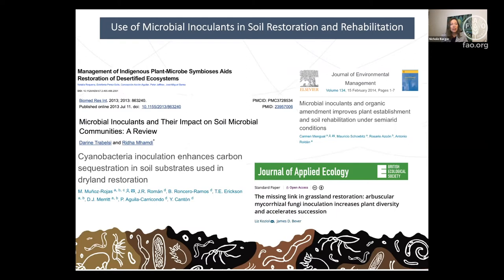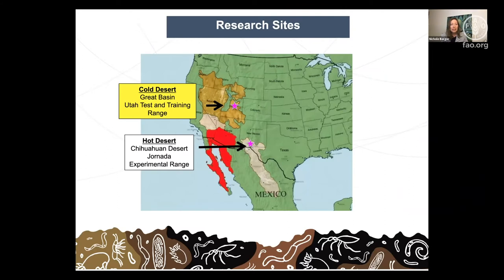And we really built on this emerging field of the use of microbial inoculants in soil restoration and rehabilitation. And so we took a lot of our ideas of restoration from this field. So what I'll be presenting is some of our work in the Western United States, and in particular, I'll be highlighting some of our work in the cold desert region of the Great Basin of the Western US.